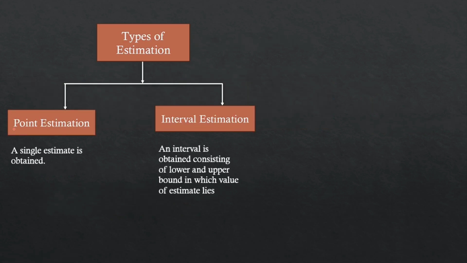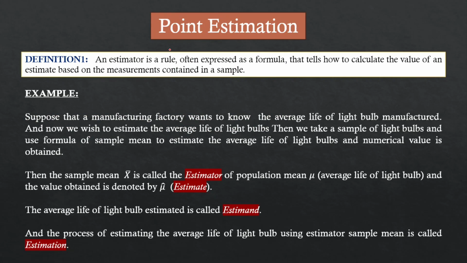There are two types of estimation, that is point estimation and interval estimation. A single estimate is obtained in point estimation, and in interval estimation an interval is obtained, consisting of a lower and upper bound in which the value of the estimate lies. We have already taken an example of a point estimator. Now we will continue that.